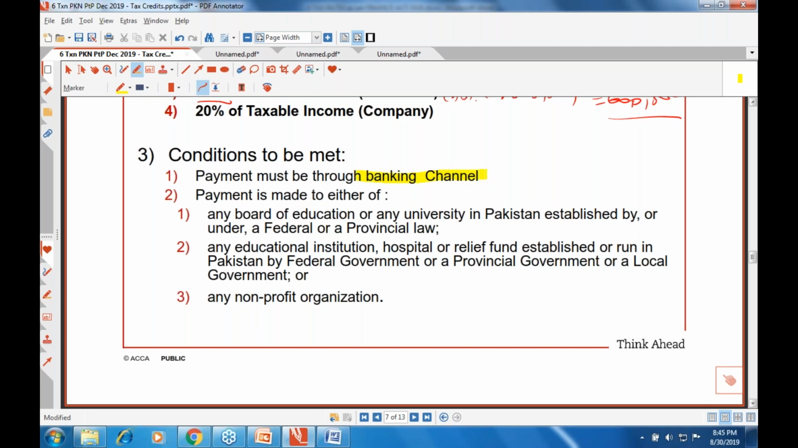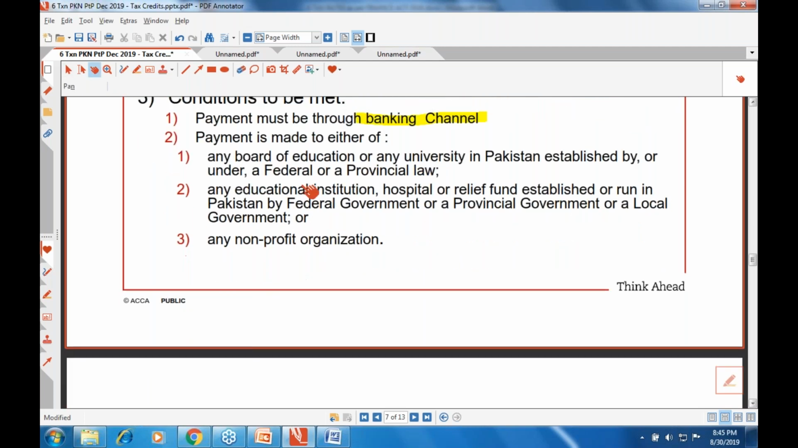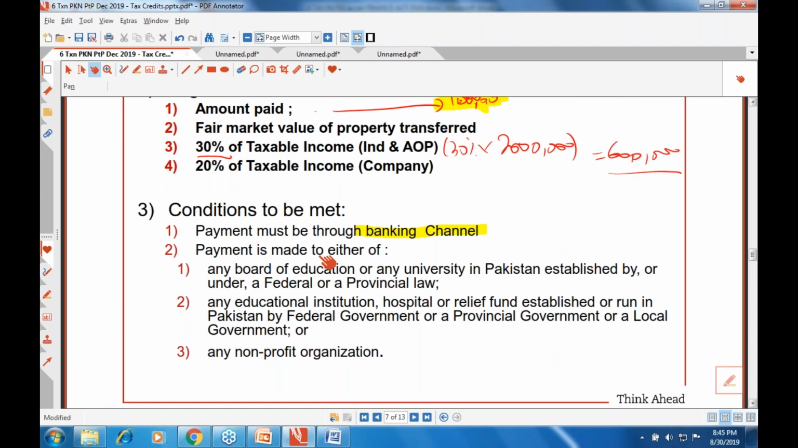Number one. Number two, the payment has to be made to either of. Now, for example, we in general give a lot of donations. You go to a traffic signal, you have got so many beggars there, you give money to the beggars. That's also donation. But is that donation claimable? The answer is no. That donation is not claimable.